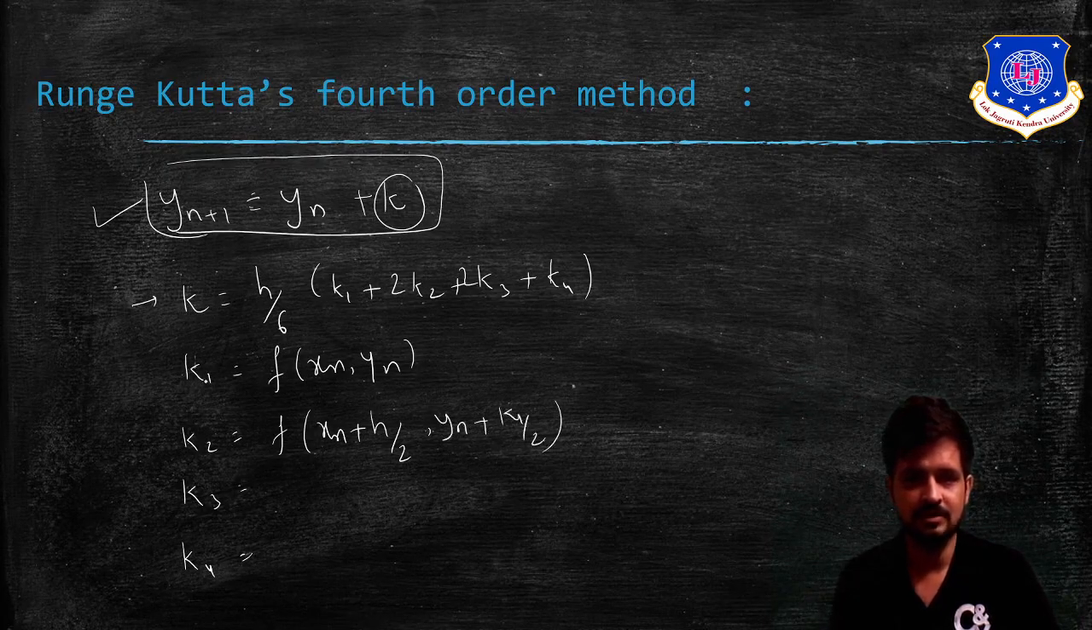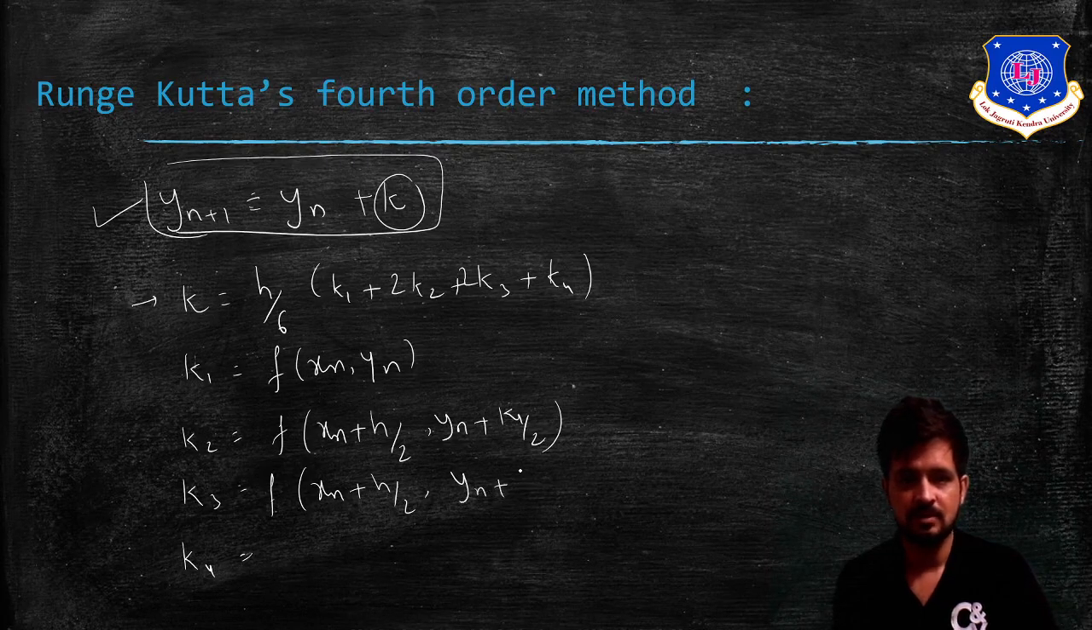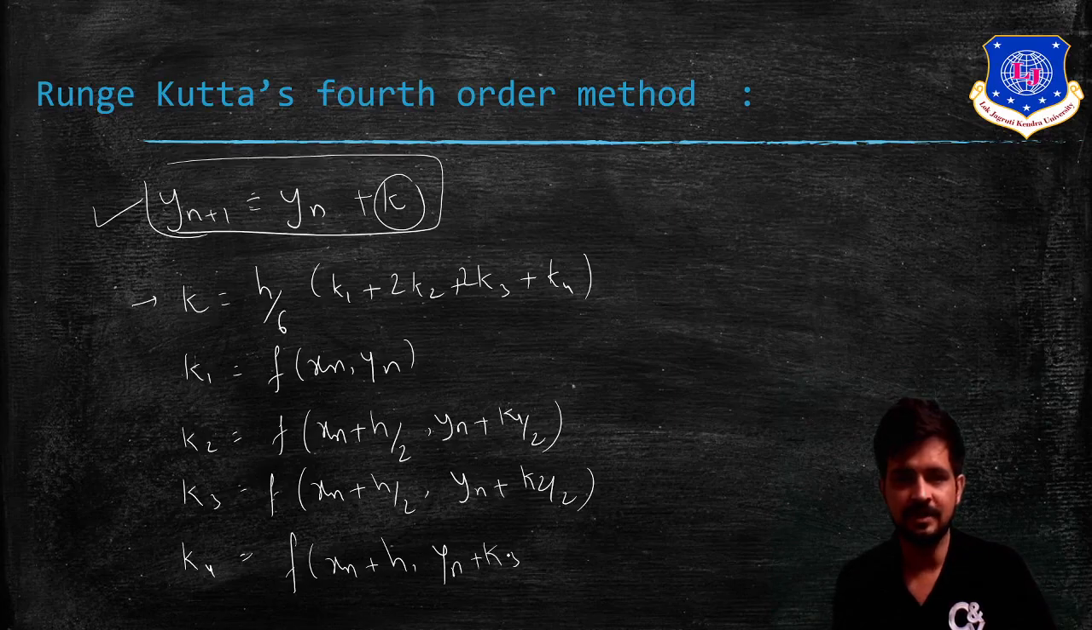We are using the first slope. Again f of xn plus h by 2, yn plus k2 by 2. And the last is f of xn plus h and yn plus k3.